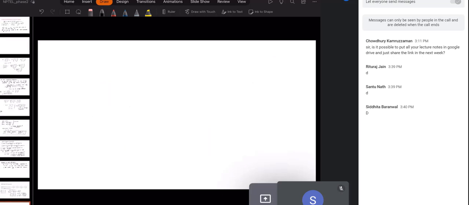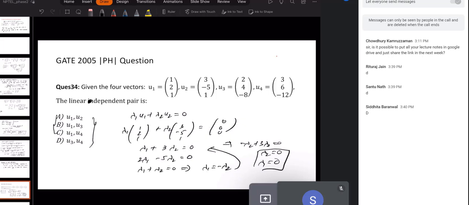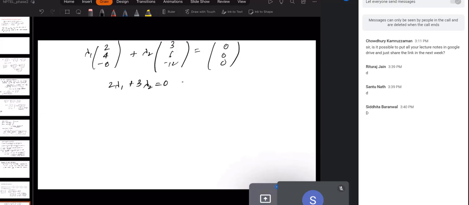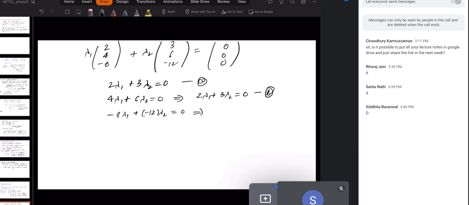But if you solve the fourth pair, that is (2, 4, -8), so lambda 1 times (2, 4, -8) plus lambda 2 times (3, 6, -12) is equal to 0. So we get three equations. 2 lambda 1 plus 3 lambda 2 is equal to 0, equation A. Second is 4 lambda 1 plus 6 lambda 2 is equal to 0, which is nothing but, taking 2 common, 2 lambda 1 plus 3 lambda 2 is equal to 0. And similarly, third will be minus 8 lambda 1 plus minus 12 lambda 2 is equal to 0. Taking minus 4 common, this becomes the same. So all these three equations are the same, 2 lambda 1 plus 3 lambda 2.